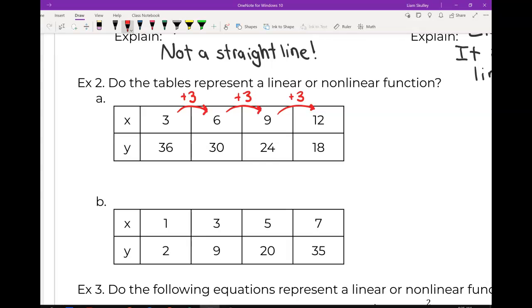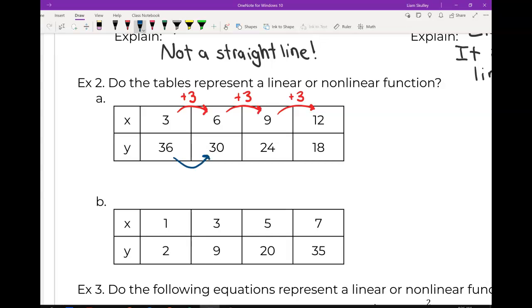So for my x values, as is, the rate of change is the same. They're always increasing by plus 3. We have to check the y's as well and make sure they're increasing or decreasing by the same amount.